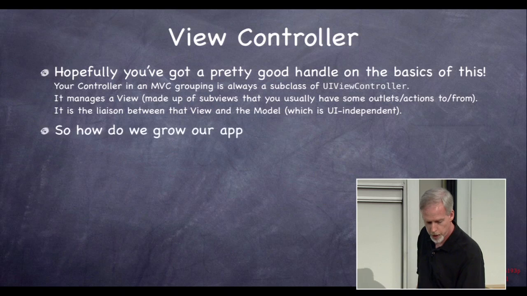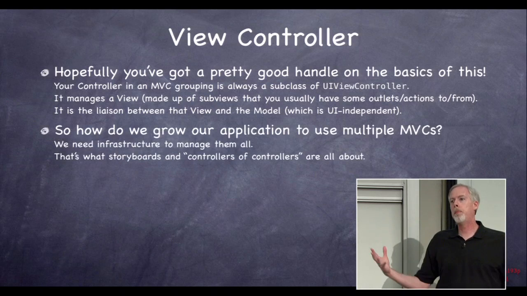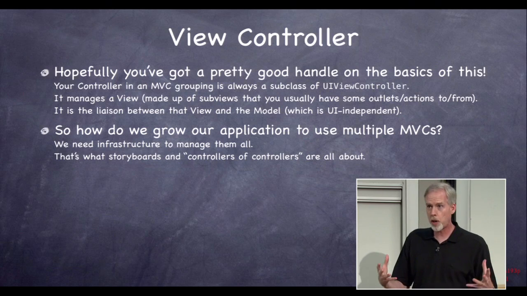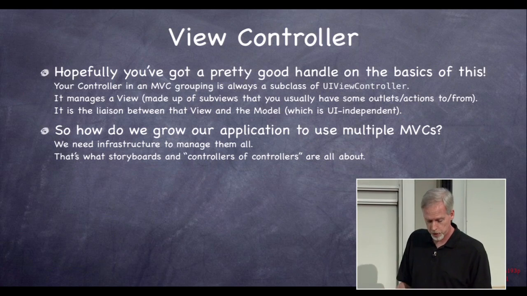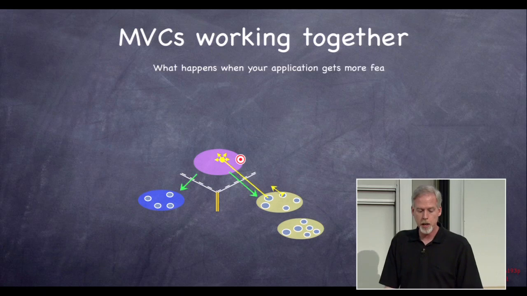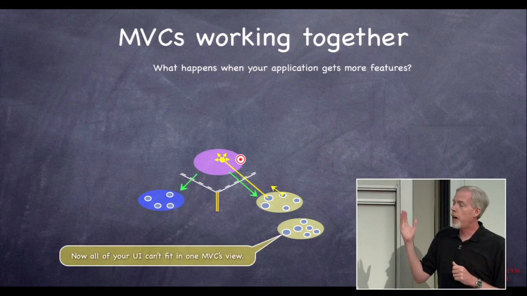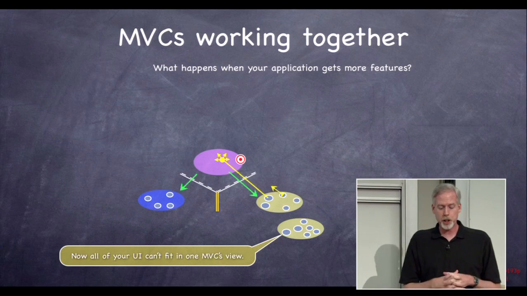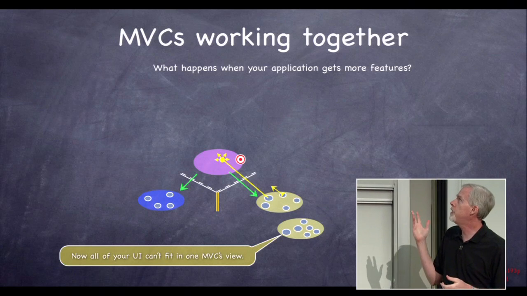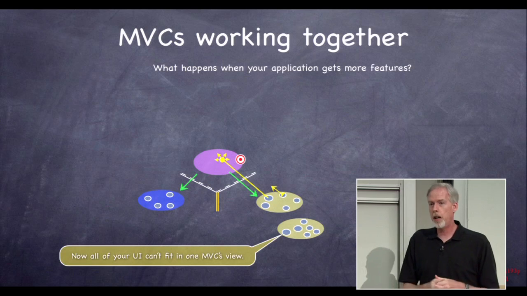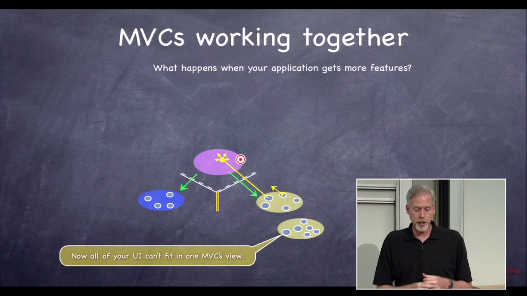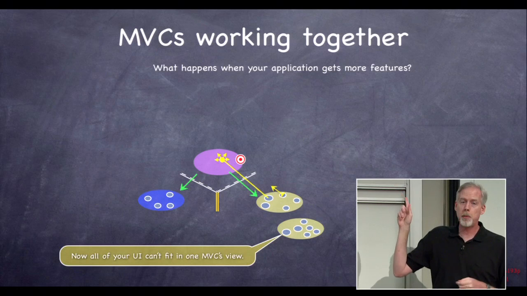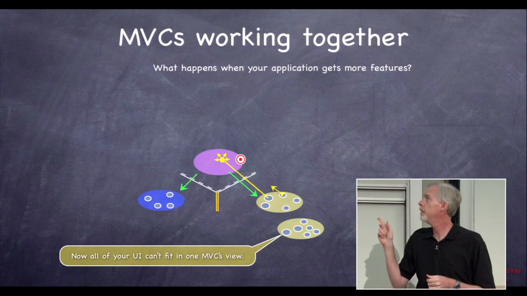Everyone understands that. So how do we grow our application to use multiple MVCs? Right? And we need some infrastructure to do that. And in iOS, there's some really great infrastructure for doing that. So you should recognize this picture right here at the bottom. That's the MVC thing from the first lecture. And here I've got an MVC, got some target action in there, delegate, a couple other things. And I'm trying to add some more features to it. That's what the little bubble in the lower right-hand corner there is.